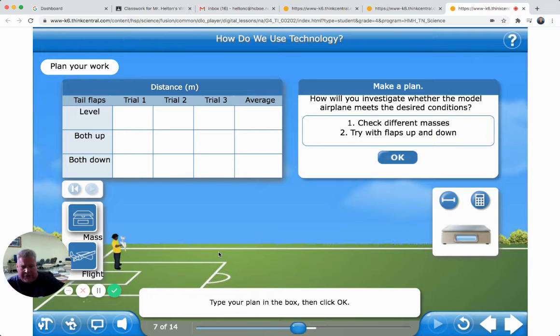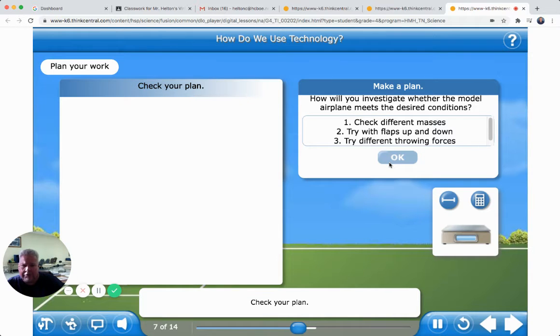What else are we going to have to do? You think it depends on how much force we throw it with? I don't know if we get to do that or not. It would make a difference. Sometimes if you throw it real hard, it just goes straight down. I don't know. Let's see what happens.